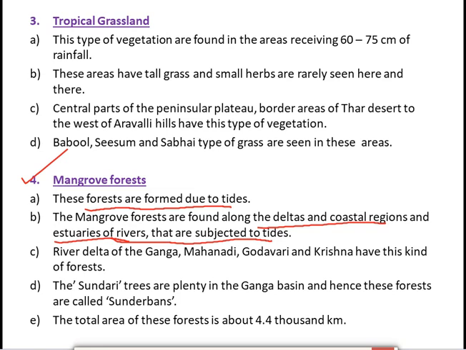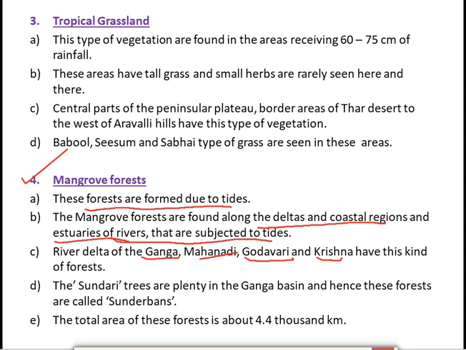River deltas of Ganga, Mahanadi, Godavari, Krishna have this kind of forest. So in which river deltas can we see this type of forest? River deltas of Ganga, Mahanadi, Godavari, and Krishna. All the main rivers have these types of forests.